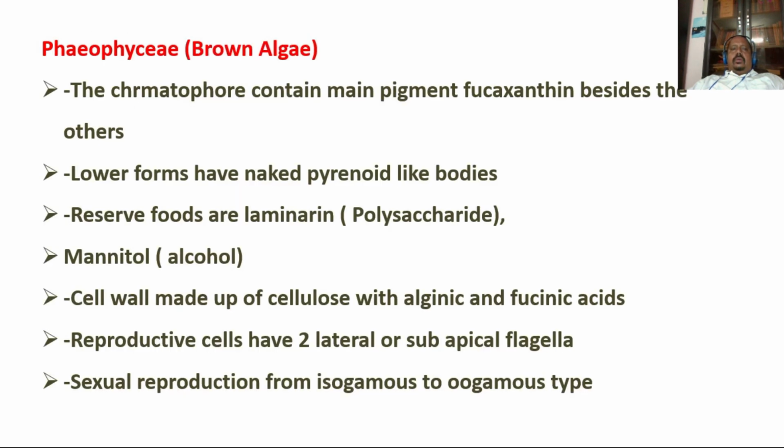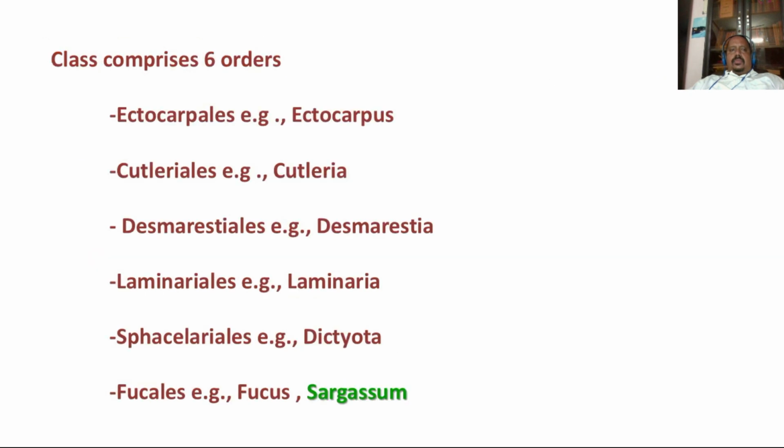Then comes the brown algae or Phaeophyceae. The chromatophores contain pigment fucoxanthin besides others. Lower forms have naked pyrenoid-like bodies. Reserve food is laminarin, which is a polysaccharide. Then the mannitol, which is an alcohol. Cell wall is made up of cellulose with alginic acid and fucoidic acid. Reproductive cells have two lateral or subapical flagella. Sexual reproduction is from isogamous to oogamous type.